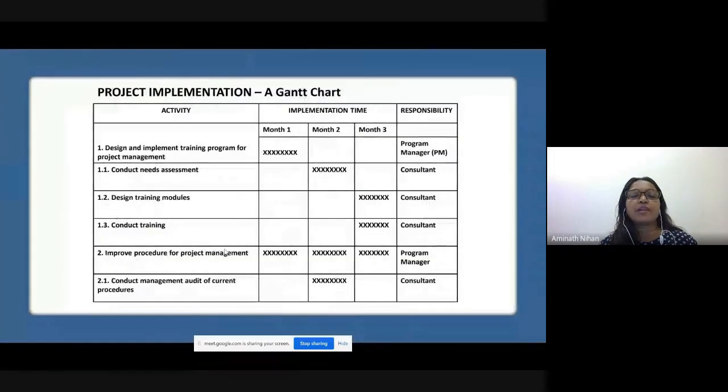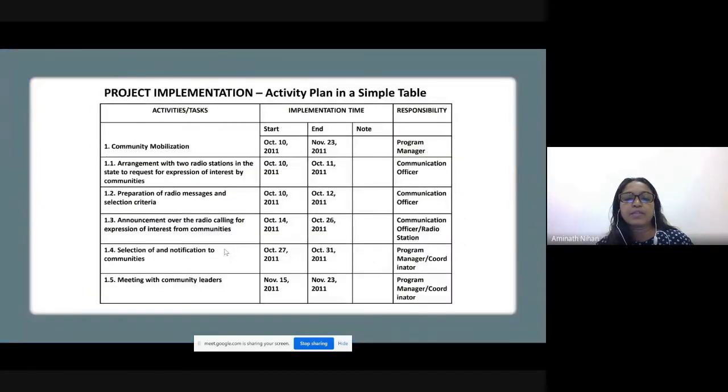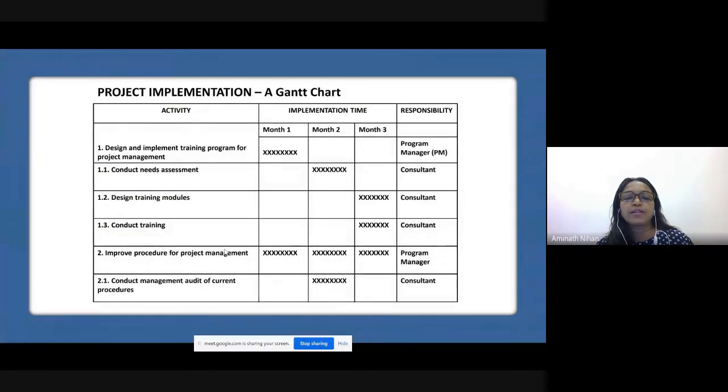So you can see the example of a Gantt chart here. Design and implement training program for project management, right? So what you are doing is indicating the duration here. All right, so you can make this Gantt chart here to show how the sequence is going. So you know that even though, for example, improve procedure for project management, if you're starting in month 1, it's continuing into month 3. So if this project is 3 months, you can show what activities will last throughout. So it's easier for you to understand the sequencing, okay?